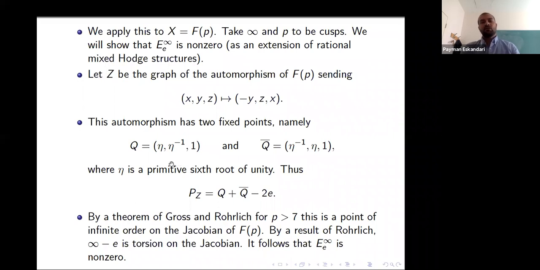So what we've proved so far by combining Darmon-Rotger-Sols and Gross-Rohrlich is that if you take the Fermat curve of prime degree greater than 7, and infinity and E are cusps, then this extension is non-zero.